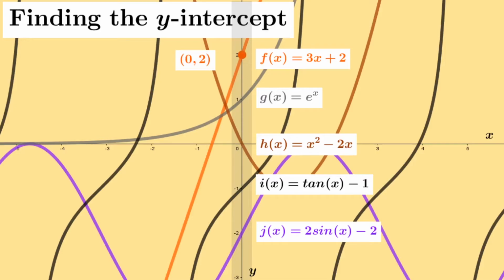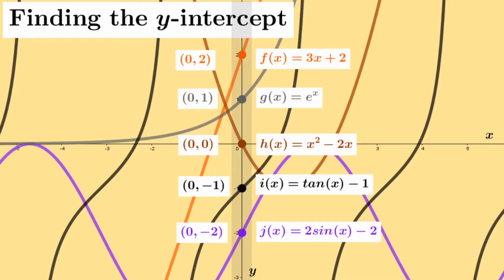G of x intercepts the y-axis at (0, 1). H of x intercepts the y-axis at (0, 0). I of x intercepts the y-axis at (0, negative 1). And j of x intercepts the y-axis at (0, negative 2).